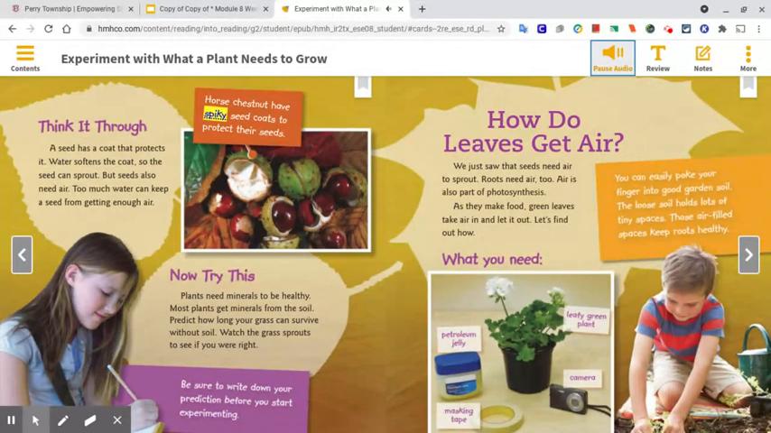You can easily poke your finger into good garden soil. The loose soil holds lots of tiny spaces. Those air-filled spaces keep roots healthy.